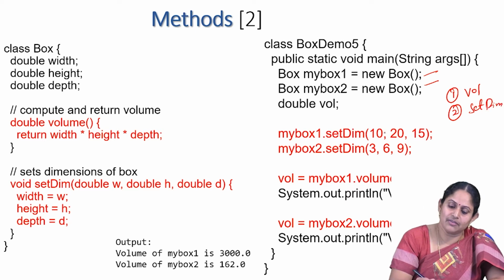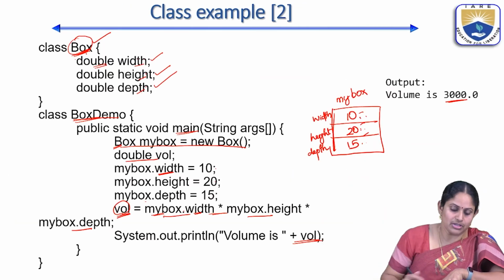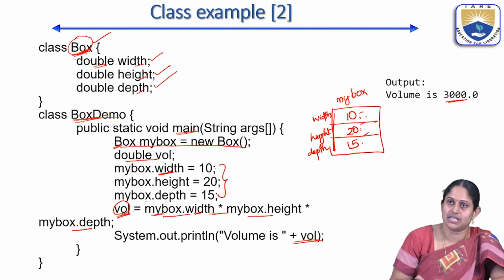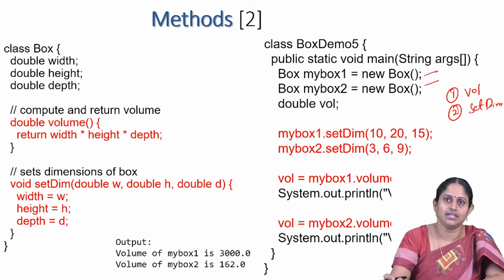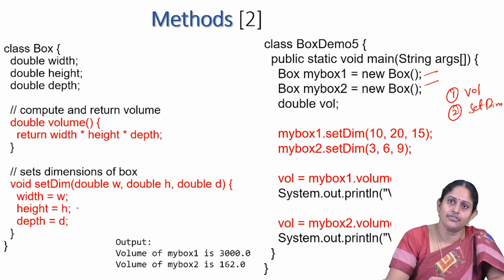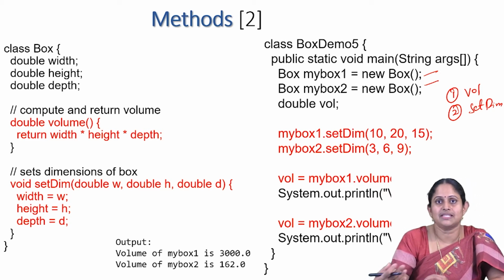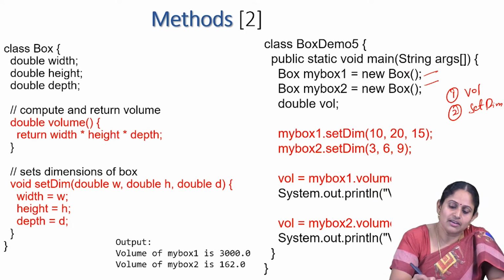So to set values, we don't have to repeat these three lines for every object. Instead of that, we can make use of methods which will do the same set of steps repeatedly. So if we have a set of steps repeated for different objects, then we can make use of methods. Here we are creating two objects, myBox1 and myBox2. Then for myBox1, we are setting the dimensions.